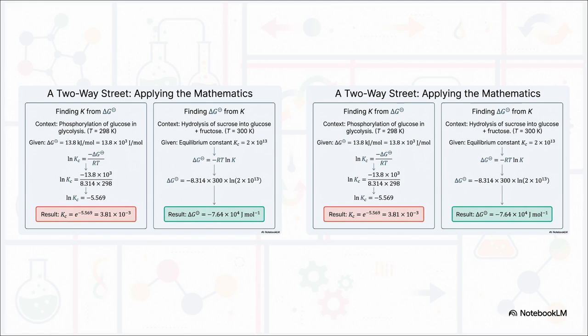Now let's go the other way. On the right, for the hydrolysis of sucrose, we start with a known and frankly massive equilibrium constant, 2 times 10 to the 13th. When we solve for delta G, we find it's a big negative number, minus 76,400 joules per mole. A huge K means a very spontaneous reaction. The math just works perfectly.